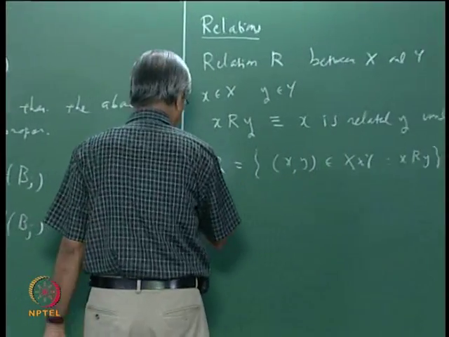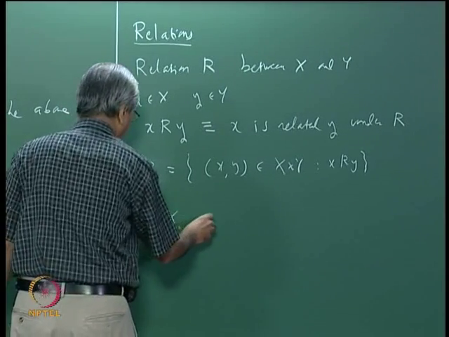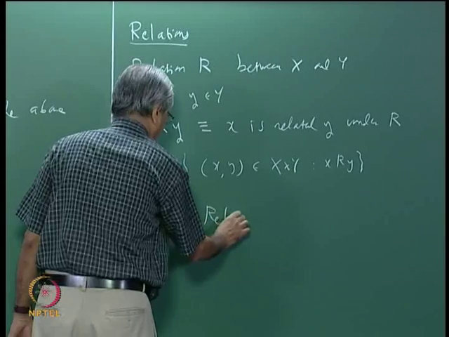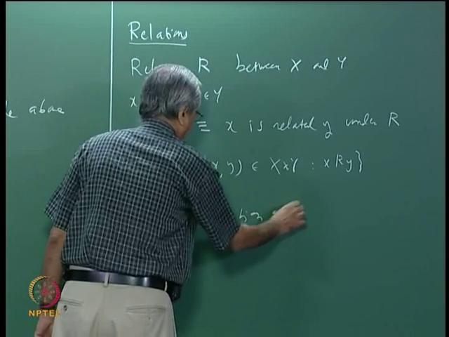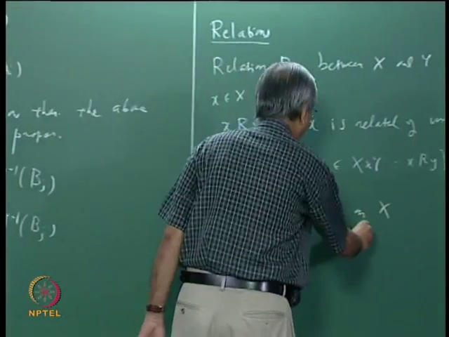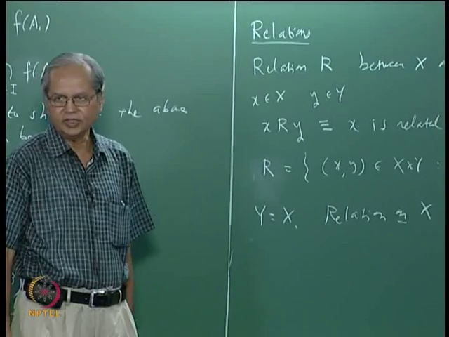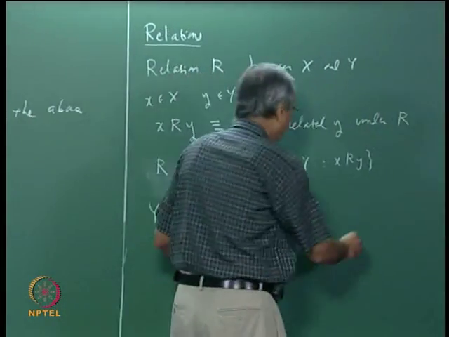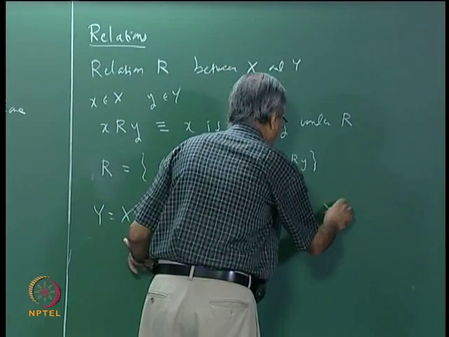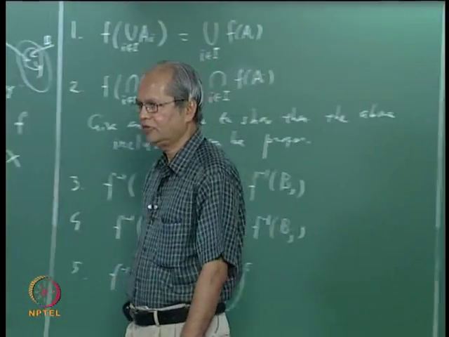Let me go to the next case. When Y is equal to X, we call this a relation on X. Instead of saying relation between X and Y or relation between X and X, we say relation on X, and so this will be a subset of X cross X.